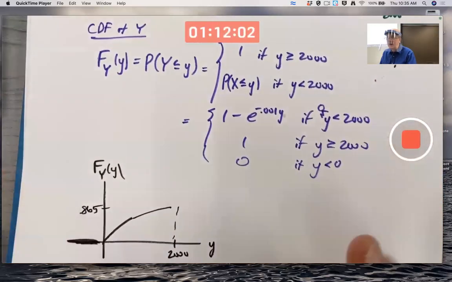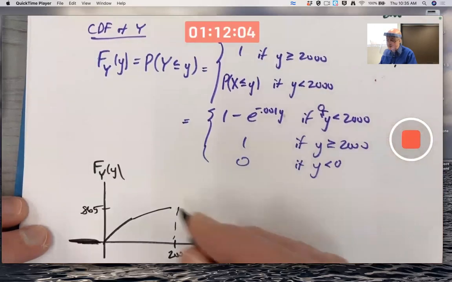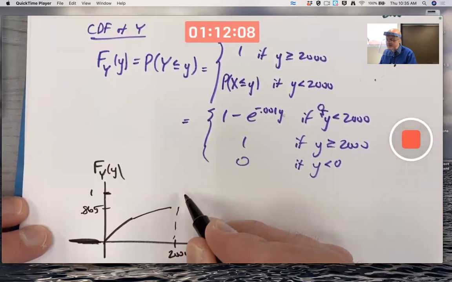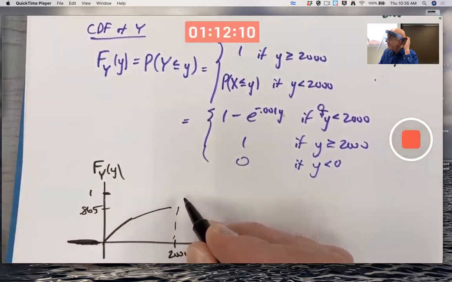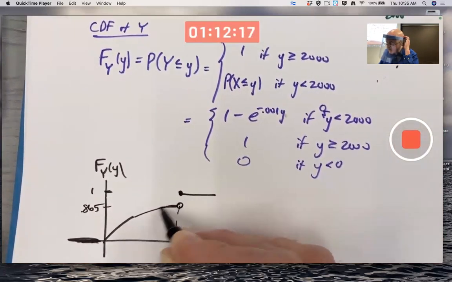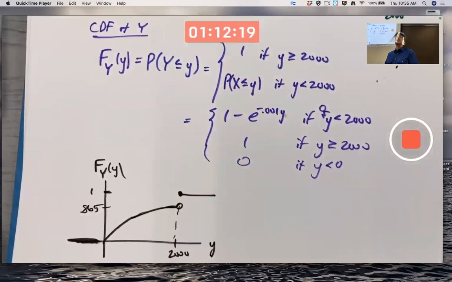And technically, I should be careful about where's the open circle and where's the closed circle here. At y equals 2,000, we jump up to a probability 1. So the closed circle should be up here. And there should be an open circle there. That's what the graph of the CDF looked like.